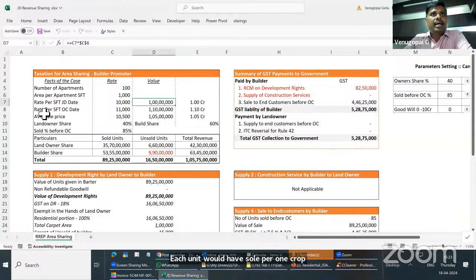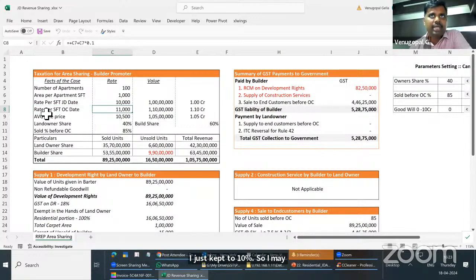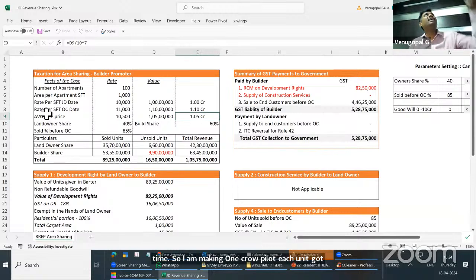And the rate per SFT on the OC date, generally there would be a premium of 25%. I've just kept 10%, so I'm making it at 11,000. All right. Which means the value of the unit, if it is sold on the OC date, is 1.1 crore. The sales are happening evenly at different points in time. So I am making average sales at 1 crore 5 lakh. Each unit got sold for that, for ease of calculating and understanding.